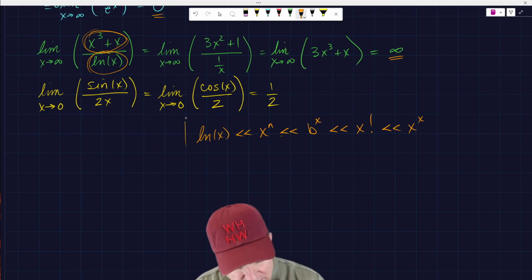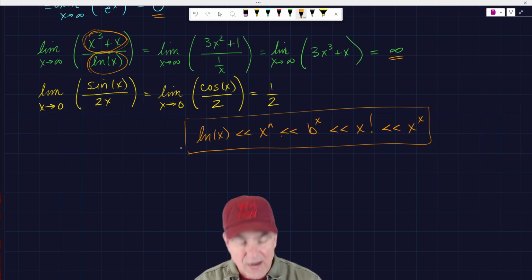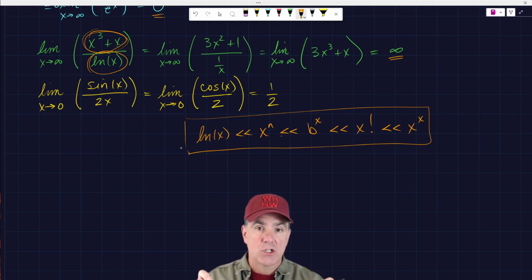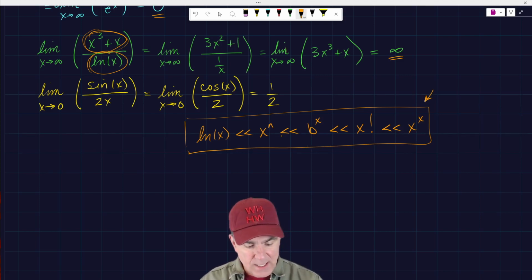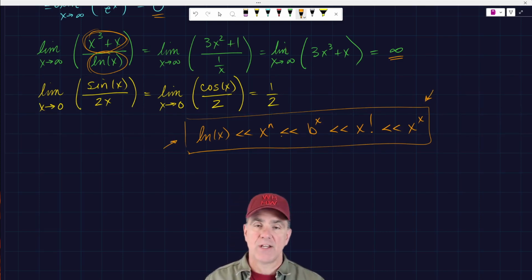So this sequencing of rate, and remember, derivatives are rates of change. So derivatives are directly related to what we're talking about here, hence L'Hopital's rule. This is an ordering of the speed at which these functions are actually going to infinity. The fastest functions are over here on the right, and the slowest functions over here on the left.